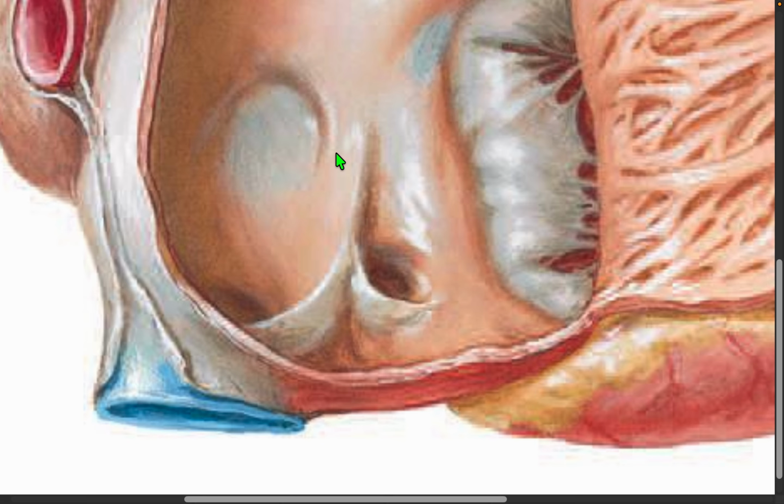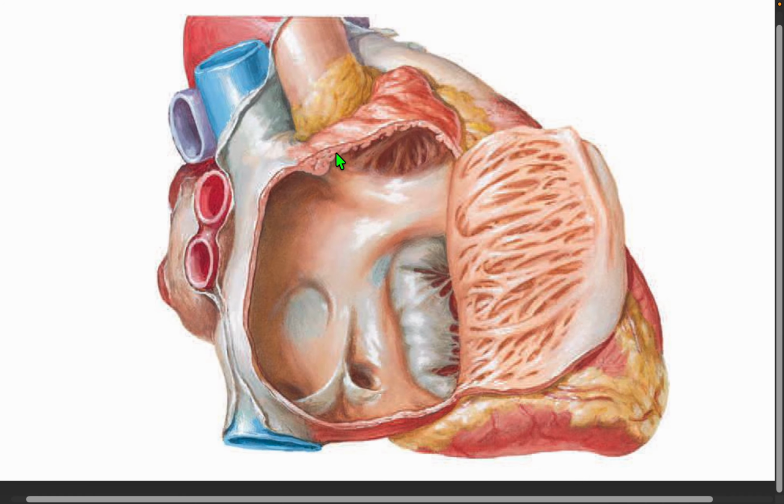In fetal life, this valve regulates the flow of blood from inferior vena cava to the left atrium through the foramen ovale. This valve is developed partly from the right venous valve and partly from the sinus septum.